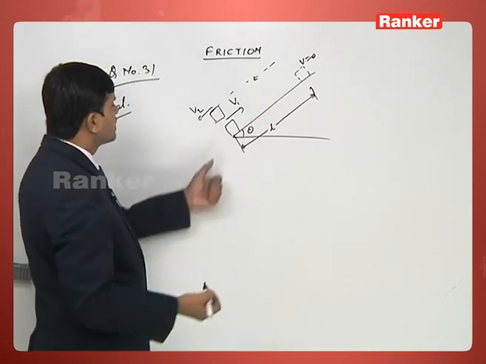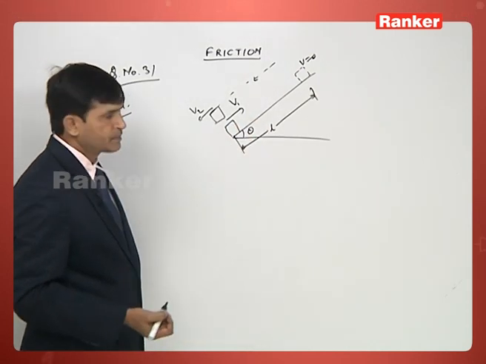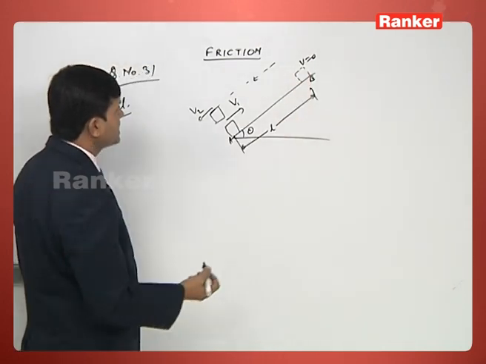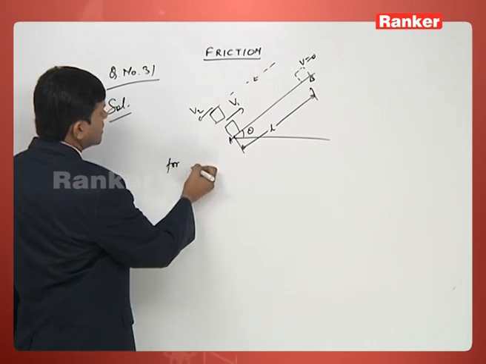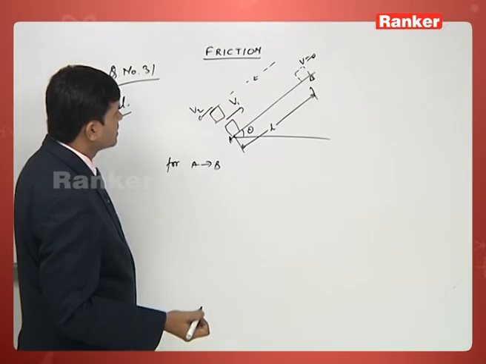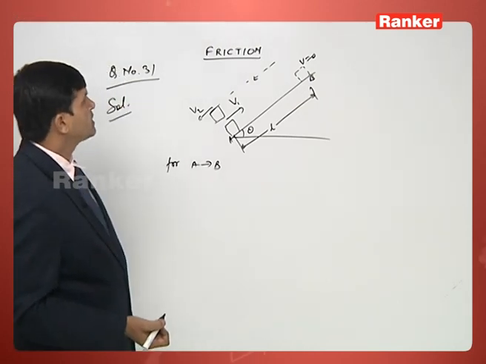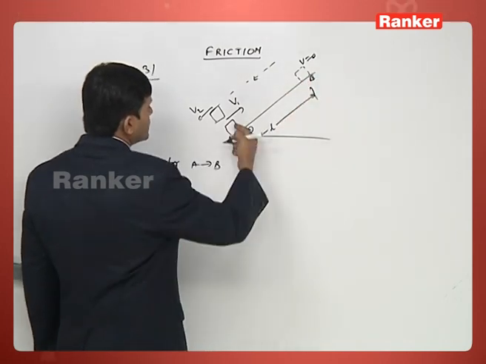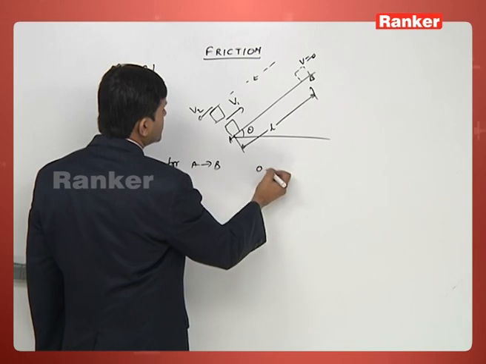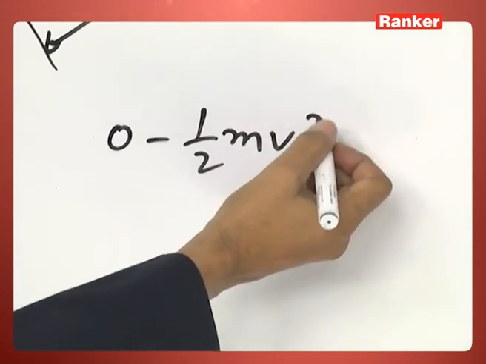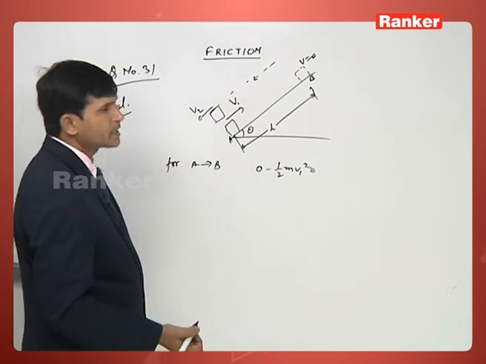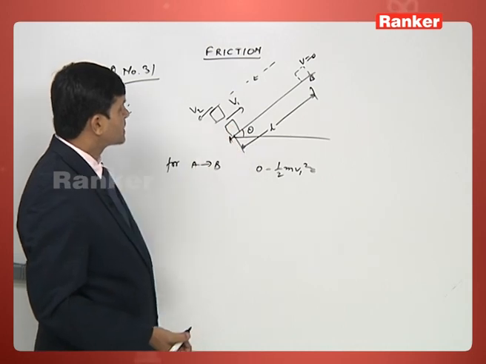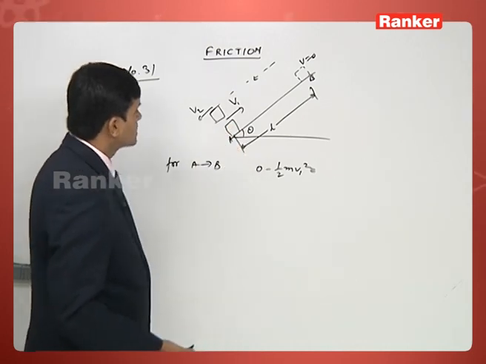When the body is going up, the friction force acts in the backward direction. First, see the journey from A to B. Work done by all forces is the change in kinetic energy. So final kinetic energy is 0 here, initial is half m v1 square. So the change is 0 minus half m v1 square, equal to the work done by all the forces. When it is moving in that direction, the downward forces are friction and mg sin theta.